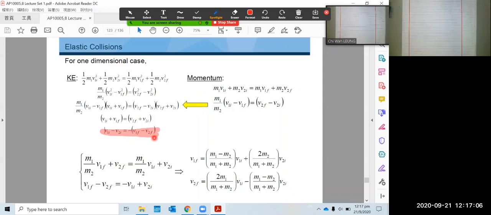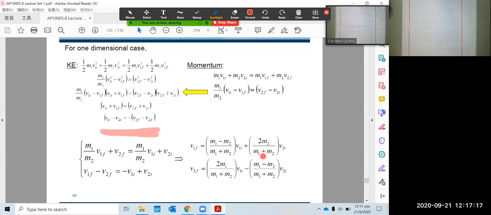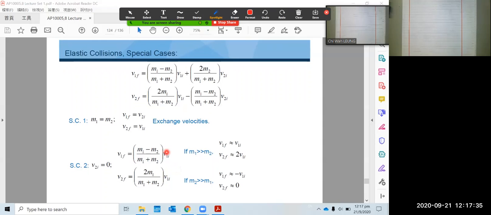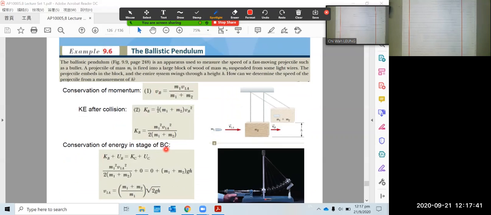So from that, we could derive the equations for final velocities for the two particles in terms of the initial velocities of the two particles. And we have some special cases here for situations where the masses of the objects are equal, or if the masses of the objects are highly different. So these are the special situations. And once again, I'm not going into the details, but just try to take a look at some examples.